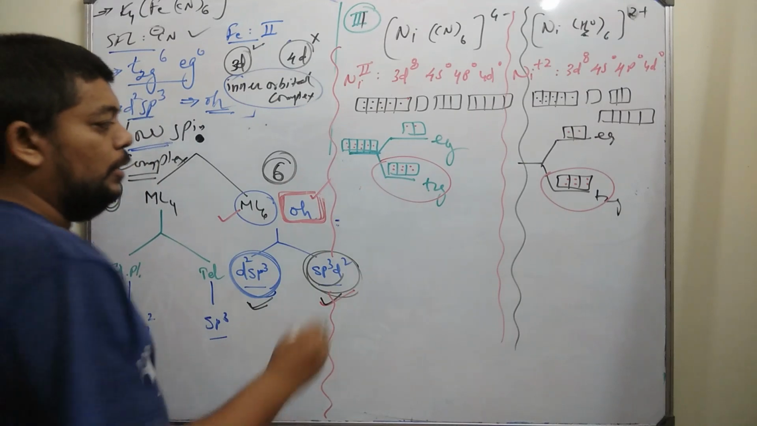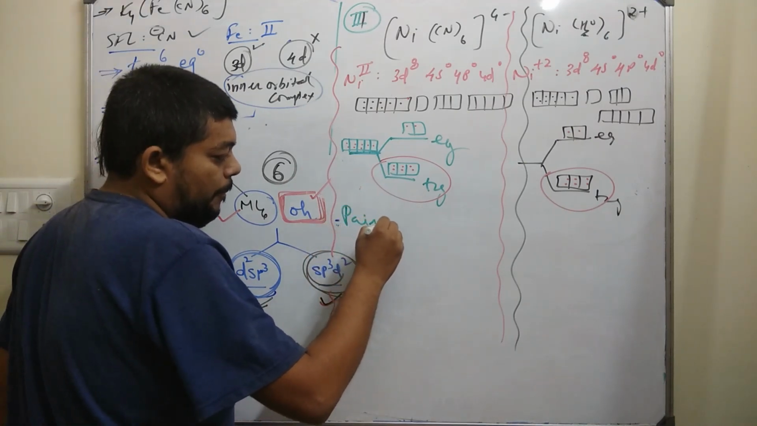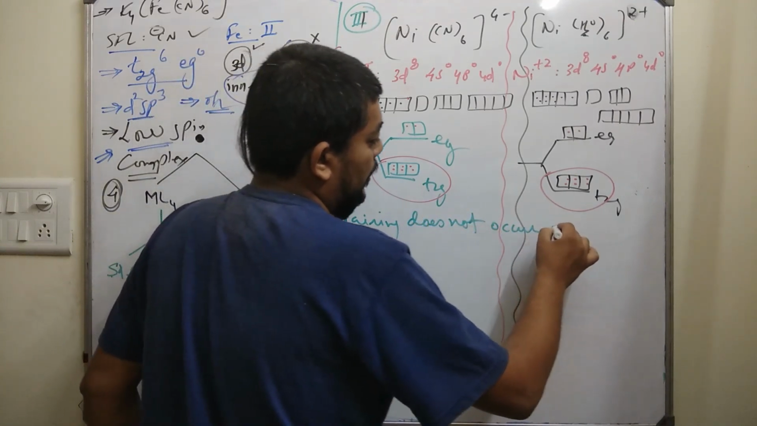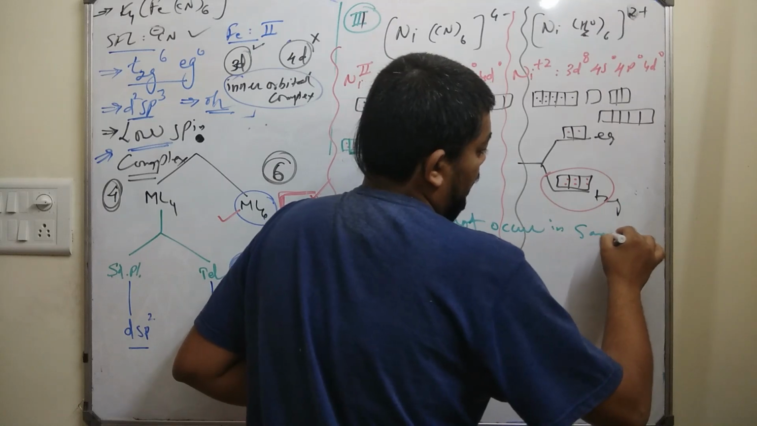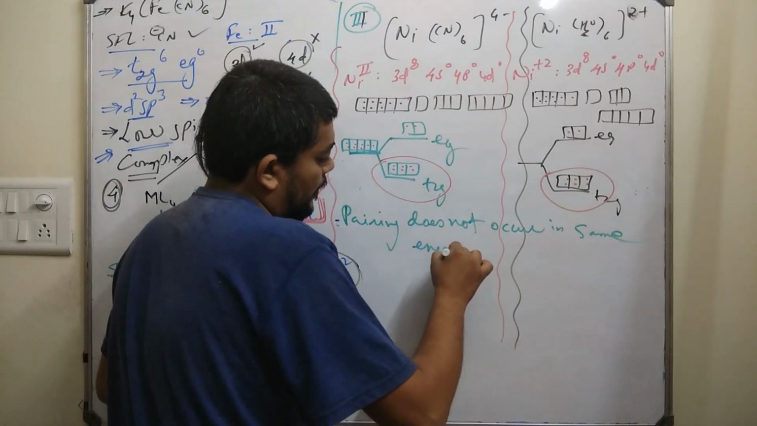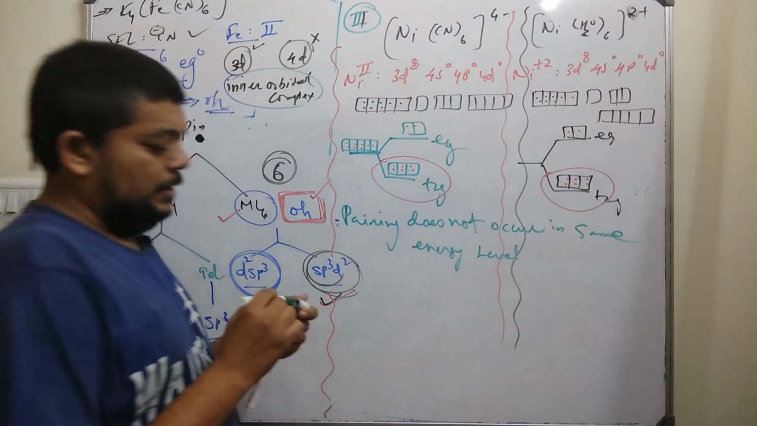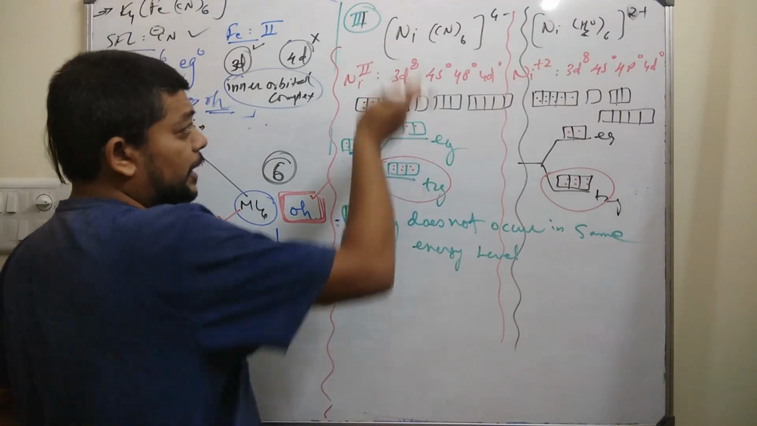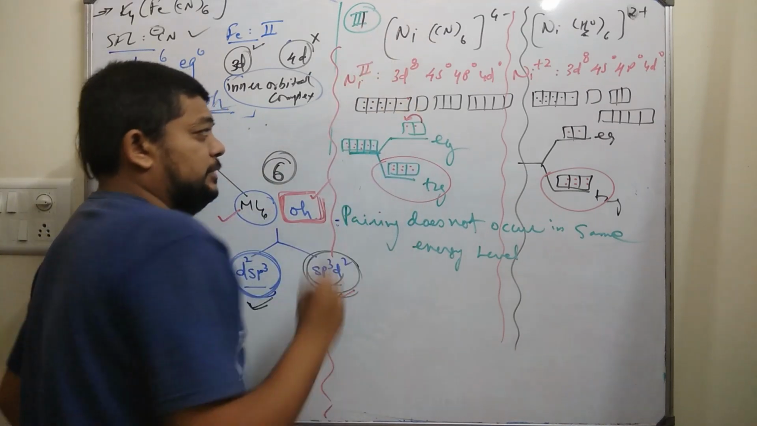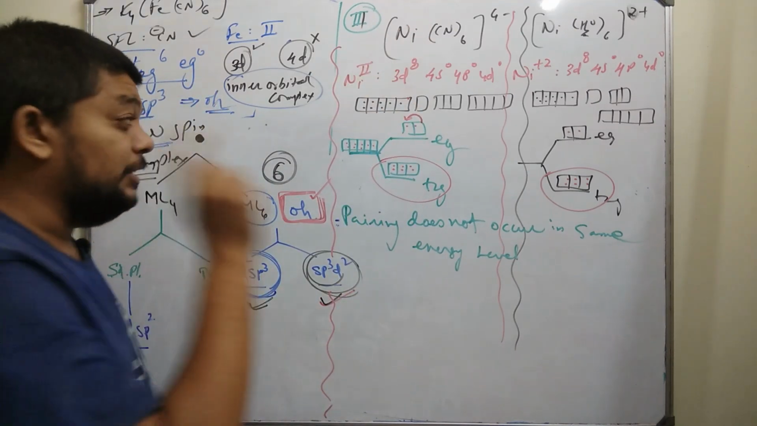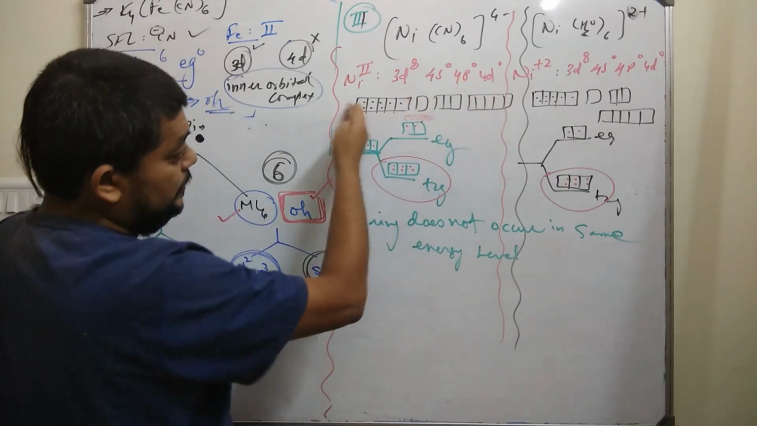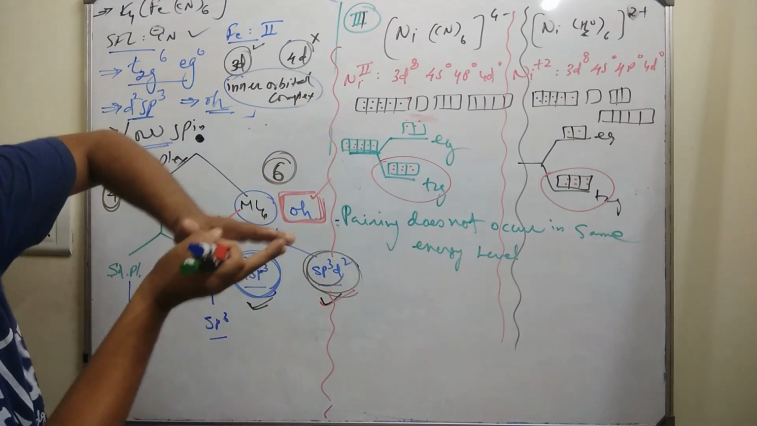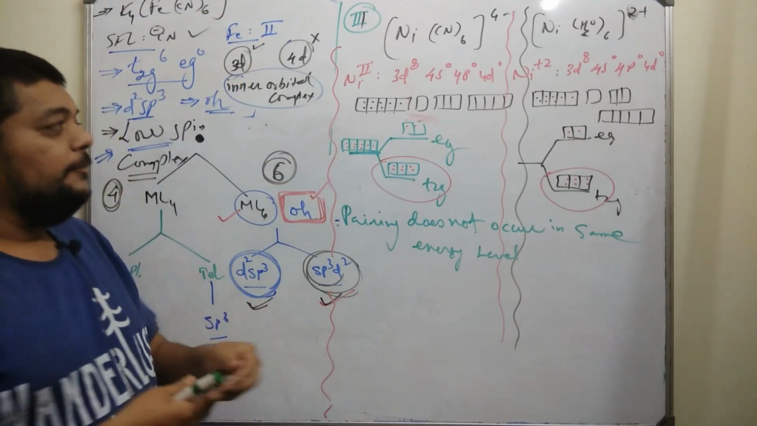And also, pairing does not occur in the same energy level. I cannot say that over here we have a weak field, so do not worry, but over here as you have a strong field, pair it like this. No, you cannot pair like this because it is the same energy level. And friends, these 5 are not in the same energy level, and that can only be understood when you split these 5 into 2. So it's very clear.